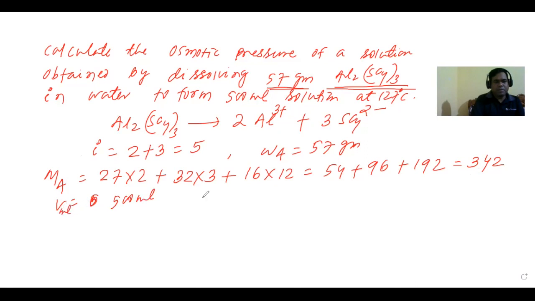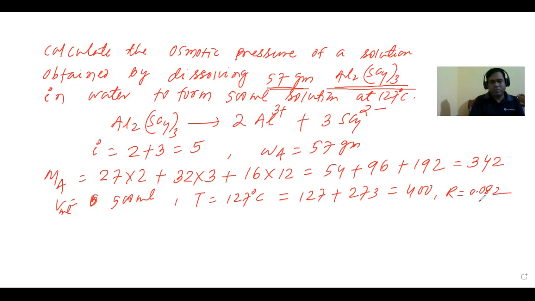V in ml equal to 500 ml and temperature equal to 127 degrees Celsius. We have to convert it into Kelvin. So 127 plus 273 equal to 400. Okay. And R is 0.082 liter atm mole inverse Kelvin inverse.